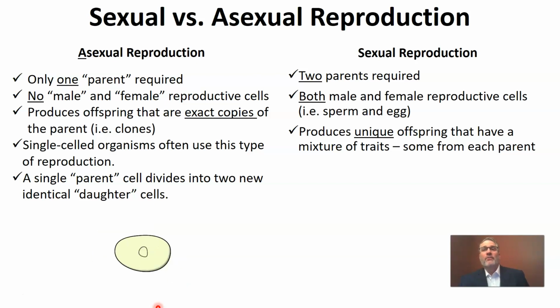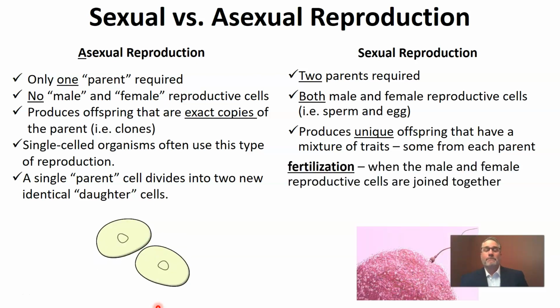parent. Some of you have probably had people tell you before, oh, you have your dad's eyes, or you have your mom's nose, or you might have noticed that you share a hair color with someone else in your family. That's a result of this sort of unique offspring that has a mixture. You get some traits from each parent.